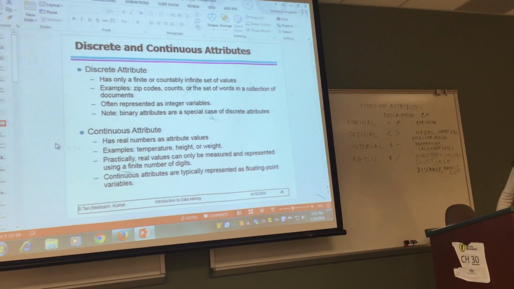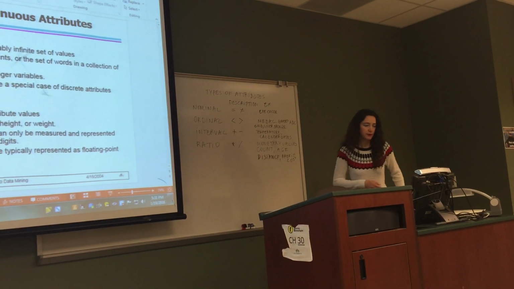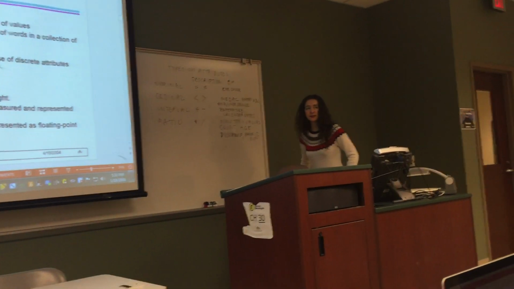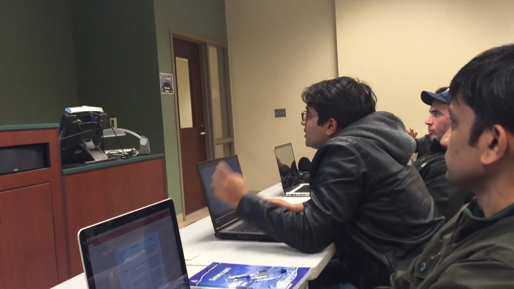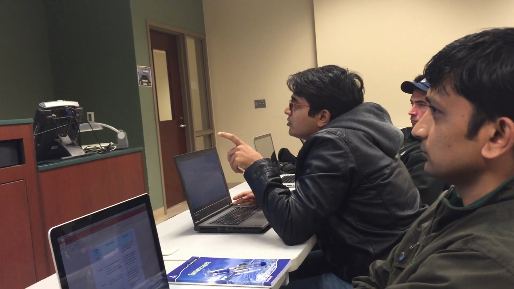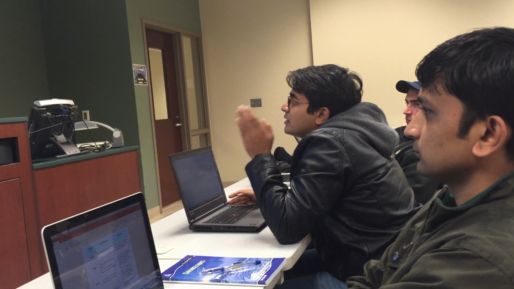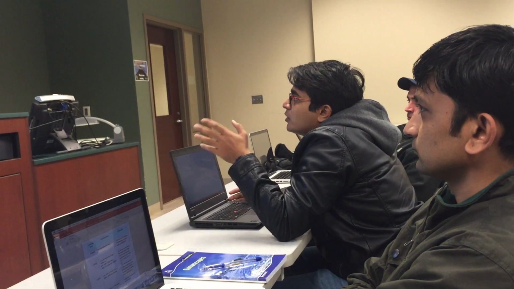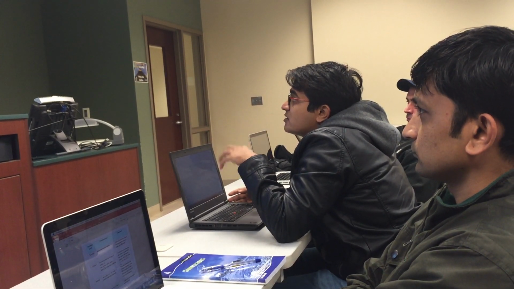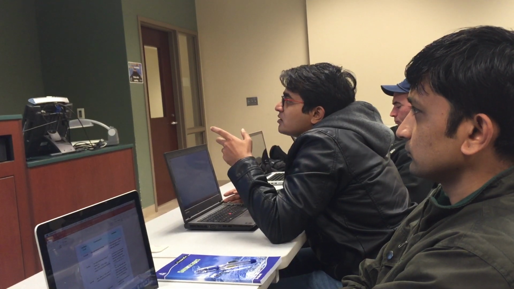Another point to make is for discrete attribute is when it has, yes, good question. In the previous one, shouldn't street number be a nominal attribute? Because usually the operations we perform with street numbers are, is this street number 5? Not, is this street number greater than 5?